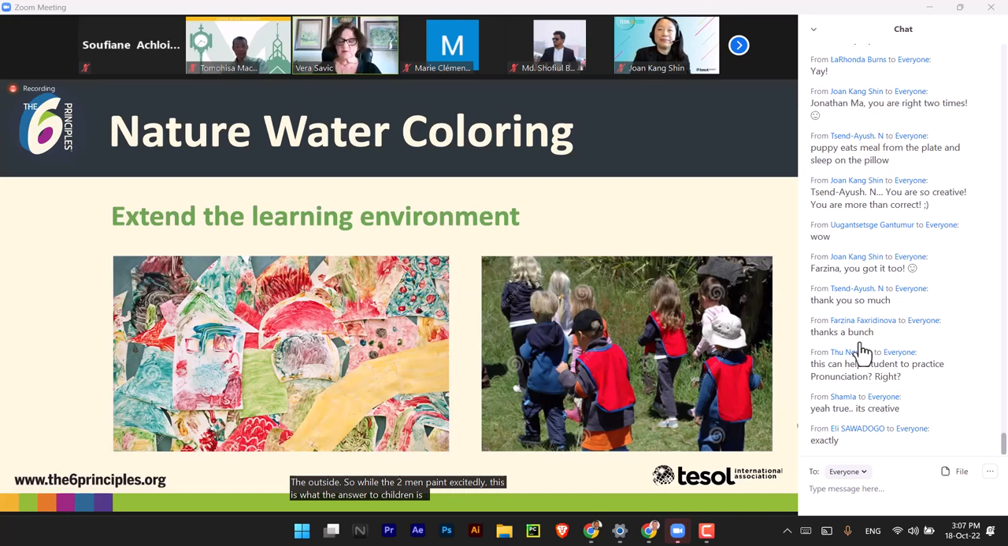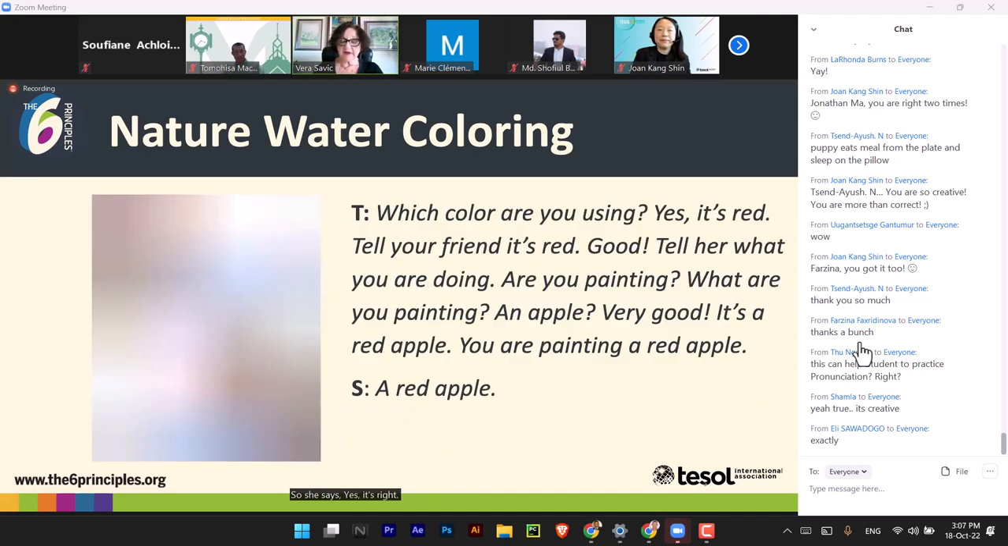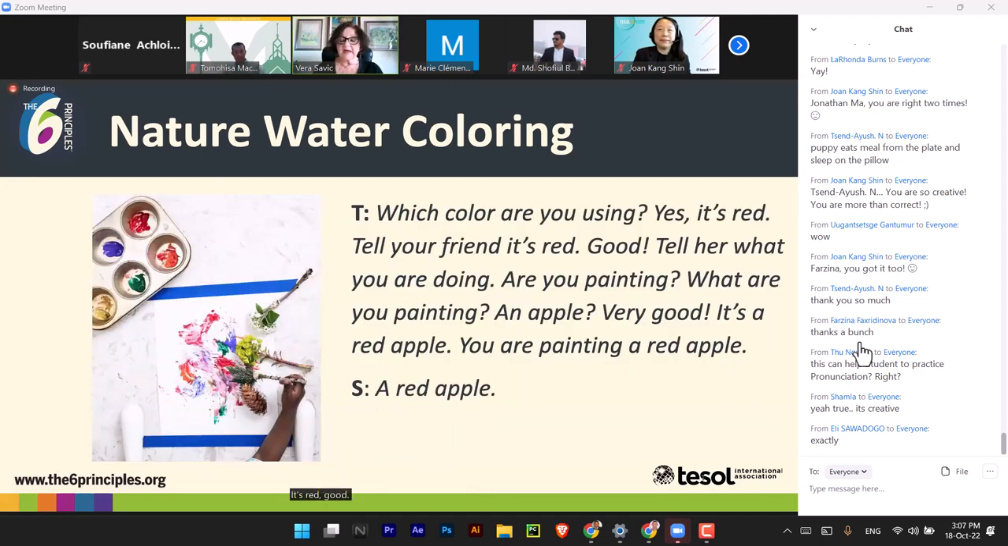So she says, which color are you using? Yes, it's red. Tell your friend it's red. Good. Tell her what you're doing. Are you painting? What are you painting? An apple. Very good. It's a red apple. You're painting a red apple. And the child repeats a red apple.